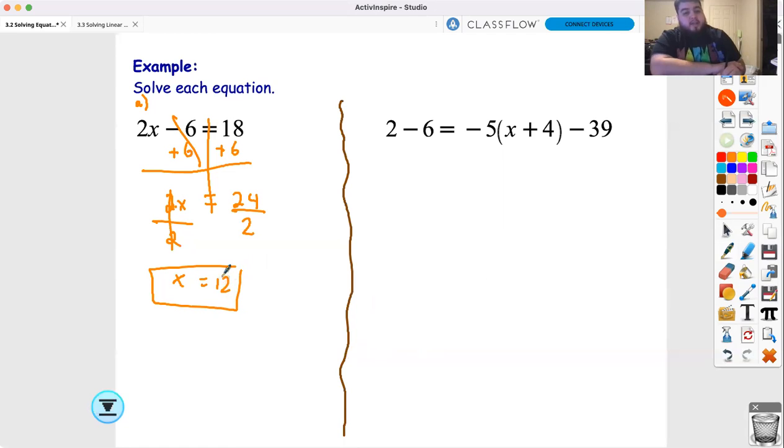Now, remember to check, you just plug this into the equation. So it'll be 2 times x, right? 2 times 12 is 24. Take away 6 is 18. So it does work out. So that's one way to do it.